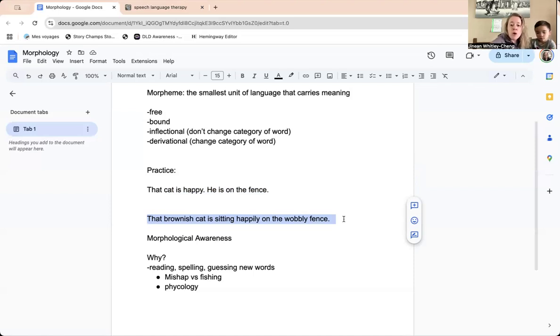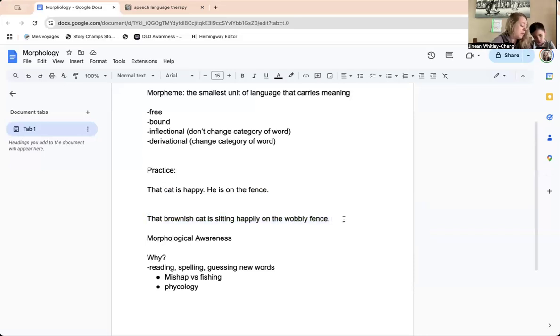All right, so I'm going to count it out for you now. We've got that, brownish, because when we say ish, it's like sort of brown. That adds some meaning. Cat is sitting. Ing means it's present progressive. It's happening now. Happily. We changed the happy to happily. We changed it into an adverb. On, now we're at 10. The wobble e, right? Because wobbly is wobble plus y to make it an adjective. Fence. So if I've kept track correctly, that's 14 morphemes in that sentence.